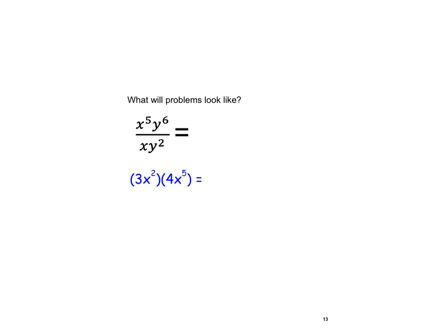Okay. So what will problems look like? They'll look pretty complex at first because there's a lot of things being combined, but you just need to break it down. So for instance here, we have an x to the 5th over an x to the 1st. So that would just be x to the 5th minus 1, which means we just have x to the 4th left. Okay, we'll see if we need the fraction bar eventually.